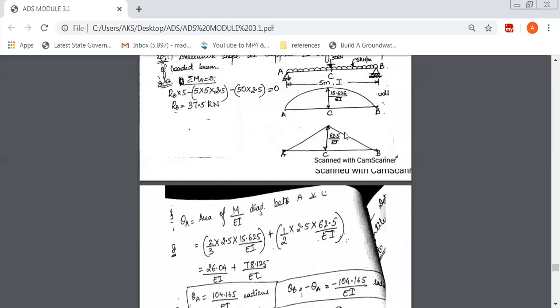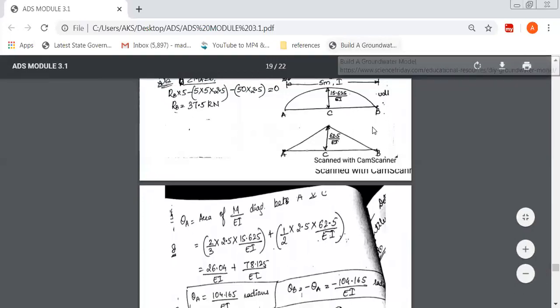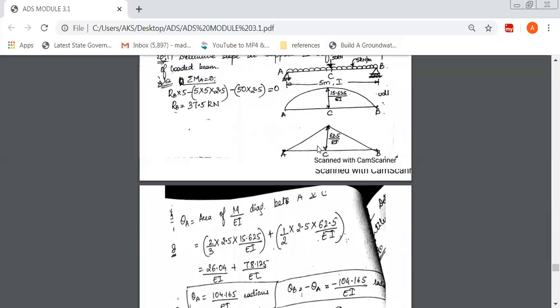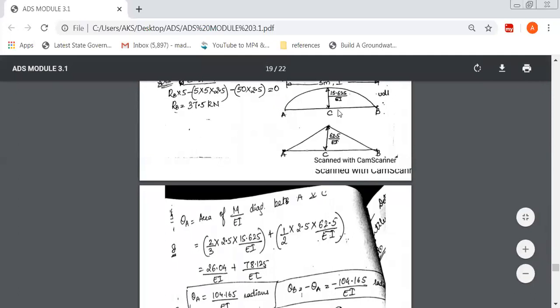Now considering this, we'll find out theta A. They have asked you to find the rotation at the support and deflection at the midspan. So first thing is theta A. Theta A is the area of the M over EI diagram. See here, there are two different diagrams, so you have to consider both the areas, of the UDL as well as the point load. So the area of the M over EI diagram between A and C. First, the area of this portion.